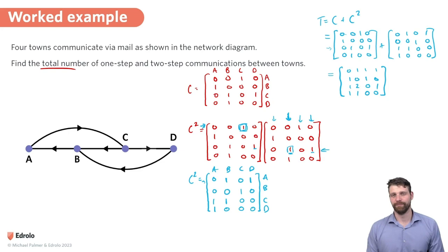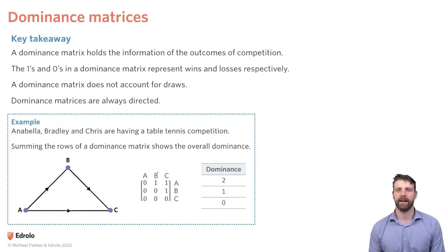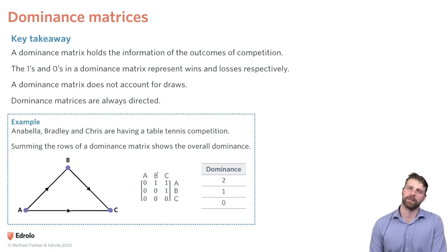Okay, there we go. Okay, onto dominance matrices. Our key takeaway today is that a dominance matrix holds the information of the outcomes of competition.